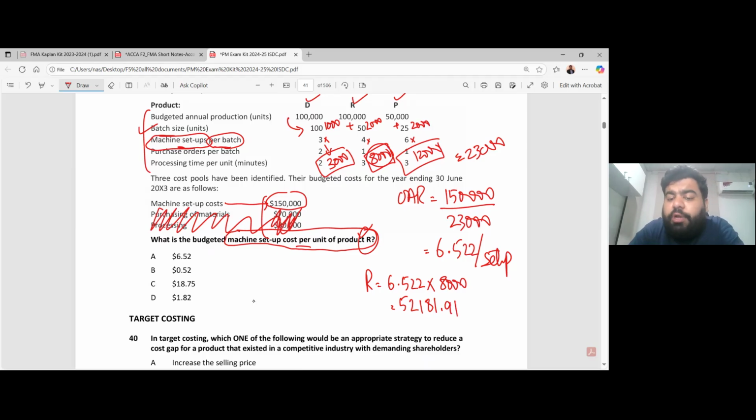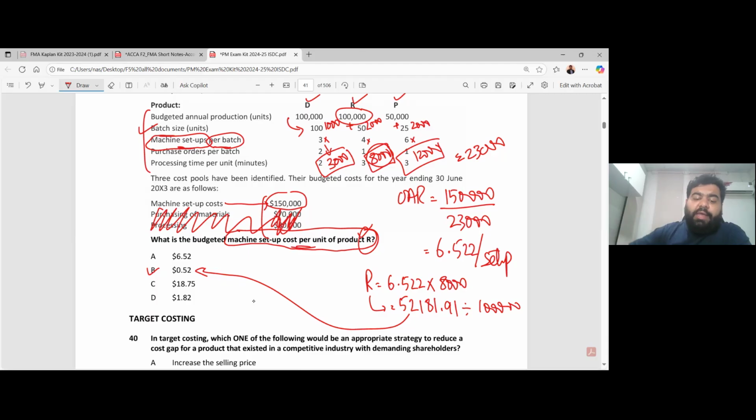It will be calculated as 52,181.91. It's the total cost of the machine setup that will go to R, but they're asking for per unit. So just divide by the number of units. Units are 100,000. Answer will be 0.5248. Here, your ABC questions are ended.